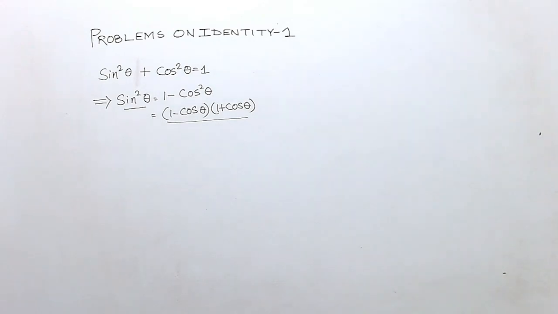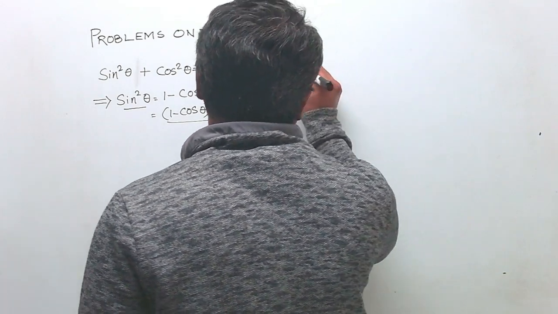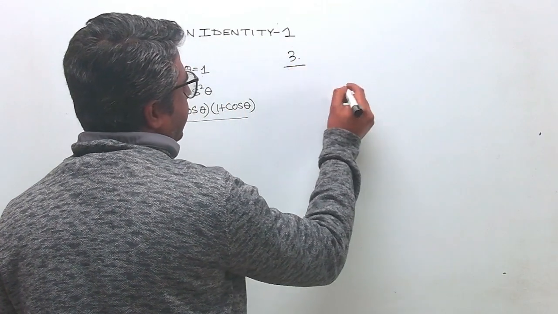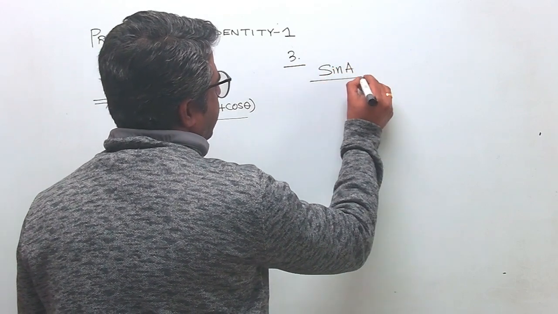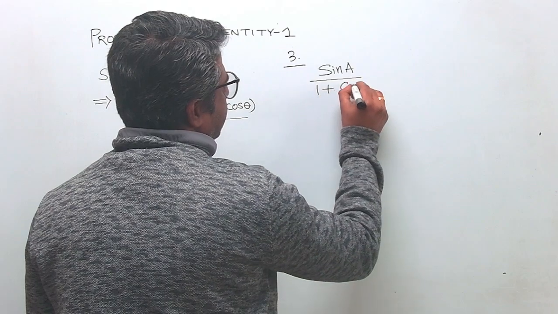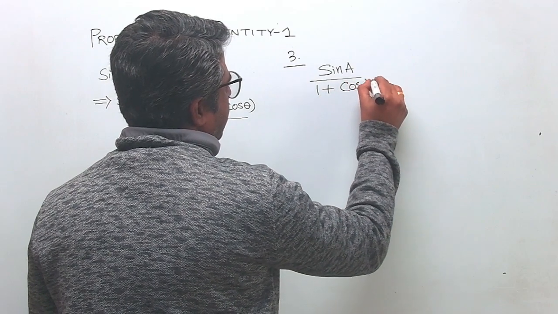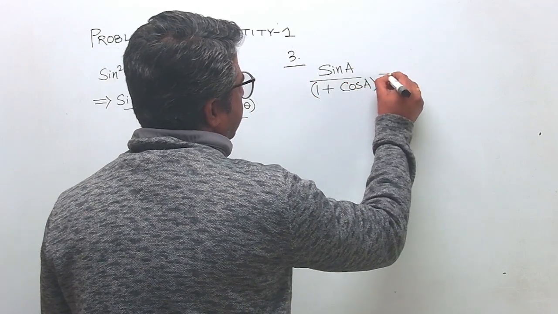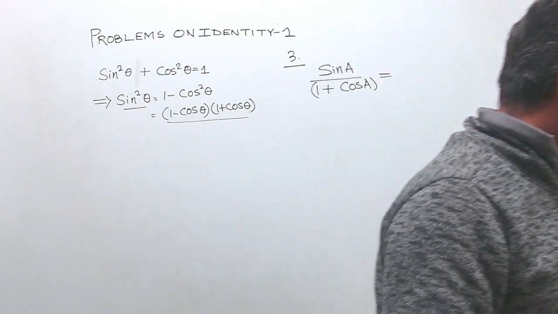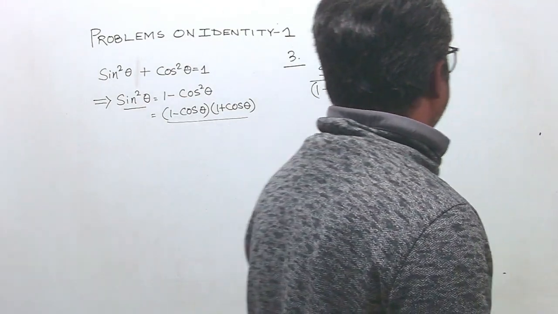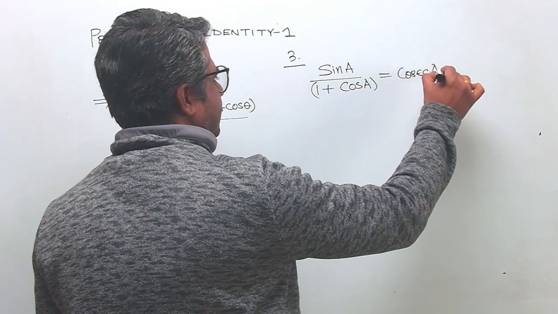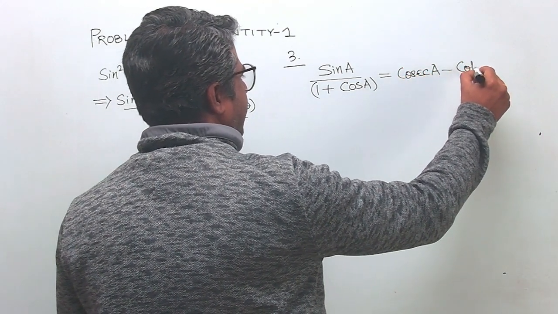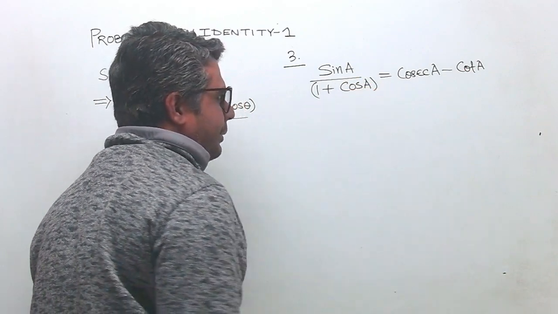Coming to our next problem, sin A by 1 plus cos A. Okay. This is problem number 3 on this identity 1. Sin A by 1 plus cos A, I have to prove that it is equal to cosec A minus cot A. Okay, no problems. Again, write what is required to prove and then we will go one by one. This is a very easy problem again.